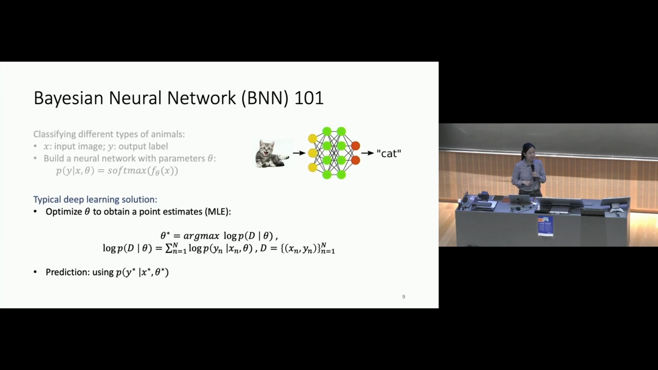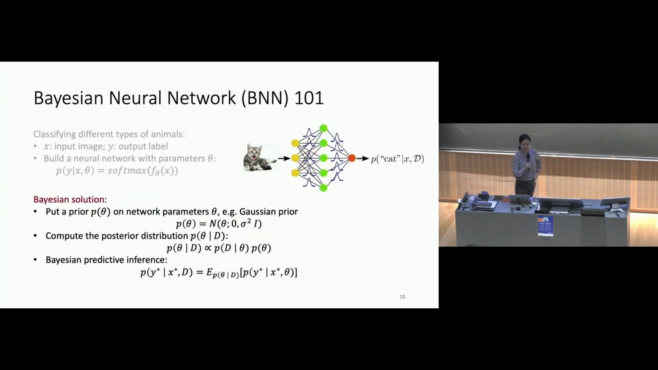So once we've got this point estimate using maximum likelihood, then in prediction, you just plug this maximum likelihood estimate theta star into your neural network, and then use that particular neural network to do your predictions. So this is a typical deep learning workflow.